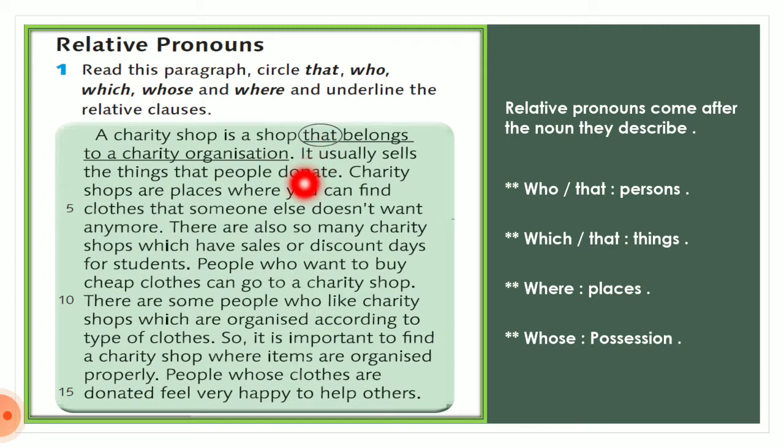Let's go to line 2. It usually sells the things that people donate. Here, it refers to the charity shop. So that shop usually sells the things. I want to specify the things it sells: that people donate. I specialized the things it sells, I want to describe them for you, so I used that as a relative pronoun and said that people donate. I specified that it sells specifically the things that people donate.